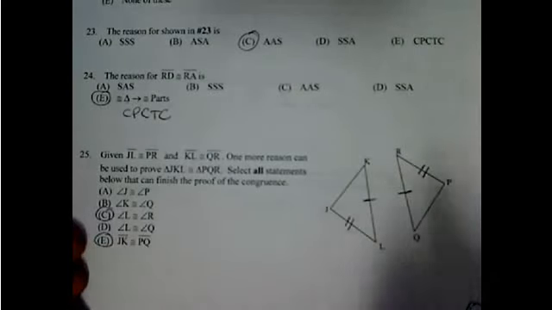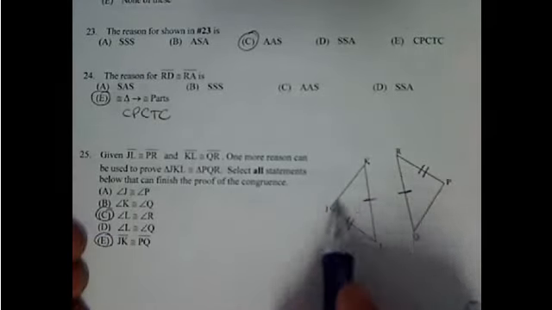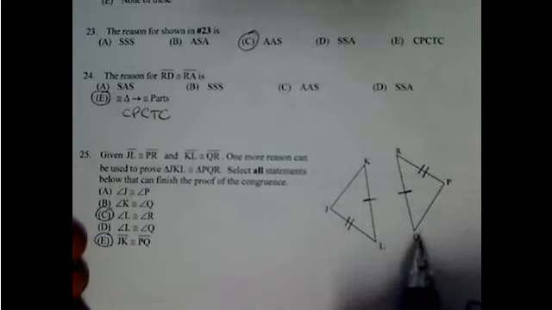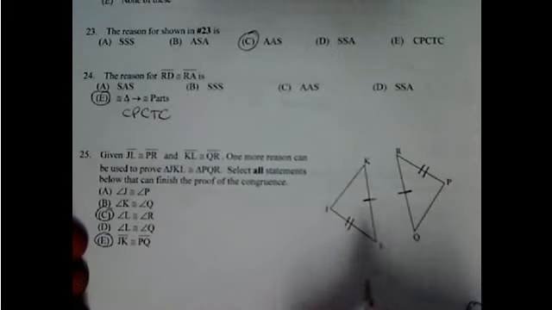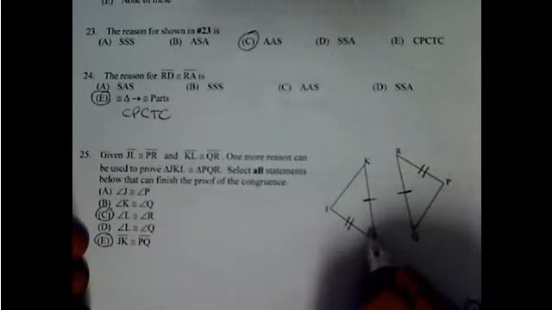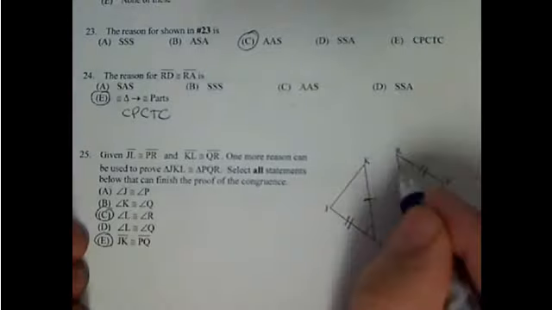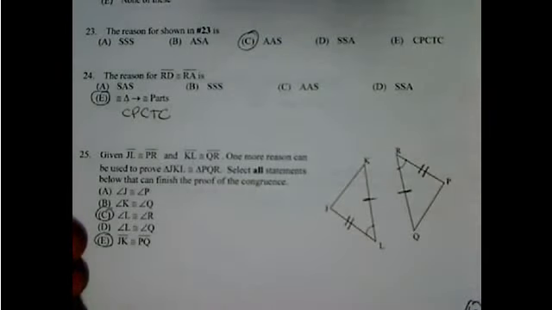One way to do it is to get the third side. So if JK was congruent to PQ, I'd have side, side, side. So that was E. Then if I'm going to use an angle and I have two sides, the angle has to be between. So angle L has to match angle R. So that would be C.